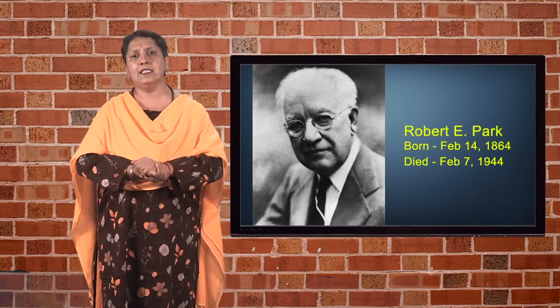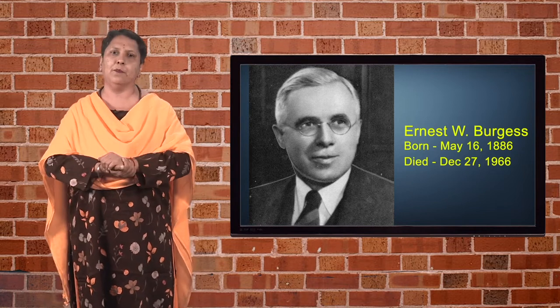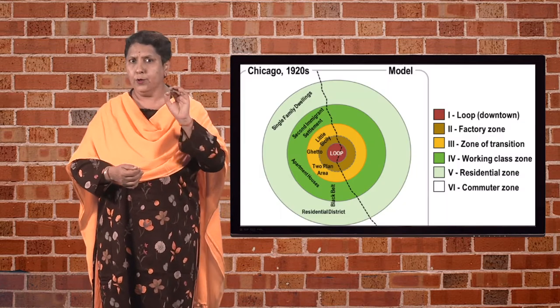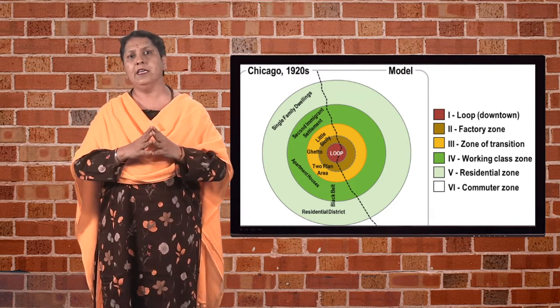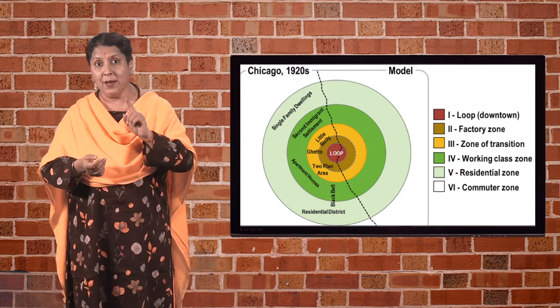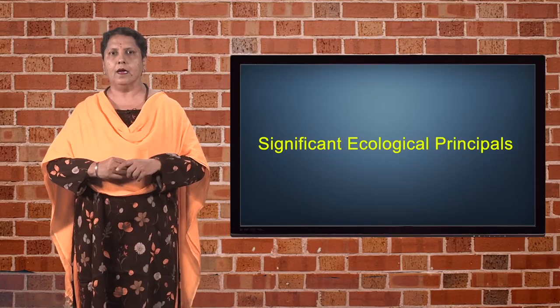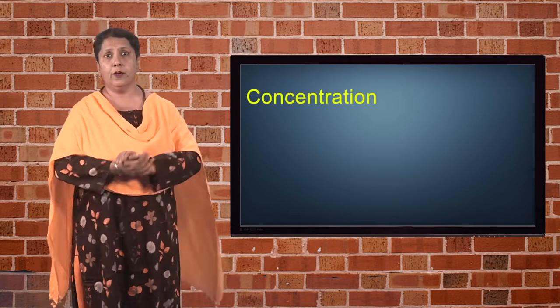During the 1920s, Robert Park and Ernest Burgess developed a distinctive program of urban research in the sociology department at the University of Chicago. In numerous research projects focused on the city of Chicago, Park and Burgess elaborated a theory of urban ecology which proposed that cities were environments like those found in nature and governed by many of the same forces of Darwinian evolution that affected natural ecosystems. These are the significant ecological principles reflected in the city, which you can also see on your screen.